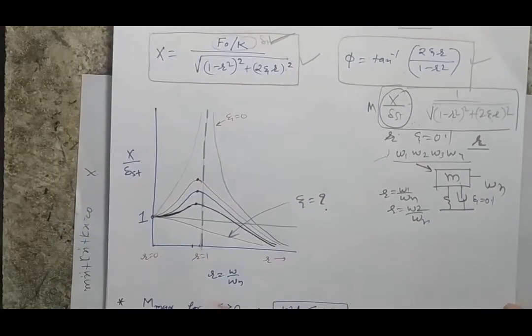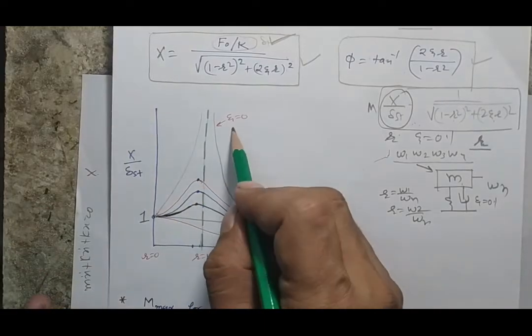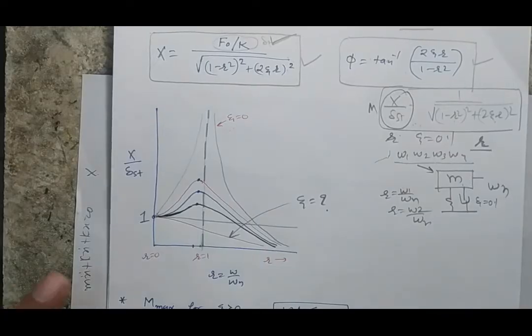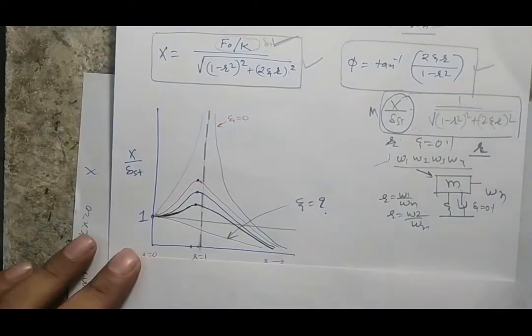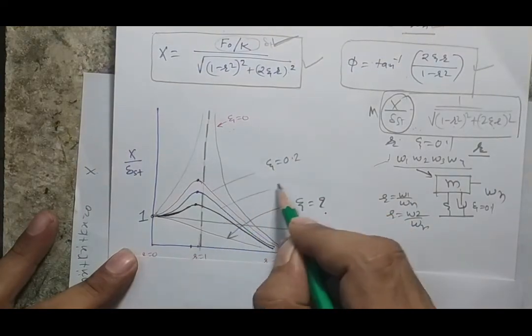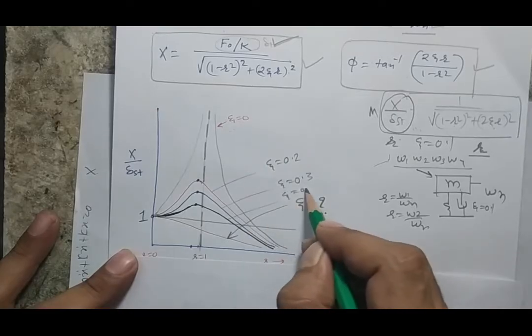And here is the response curve. The first curve corresponds to zeta 0, that means the case of undamped vibration. If I increase the zeta value, suppose this is zeta equal to 0.2, this is zeta equal to 0.3, this is zeta equal to 0.4.